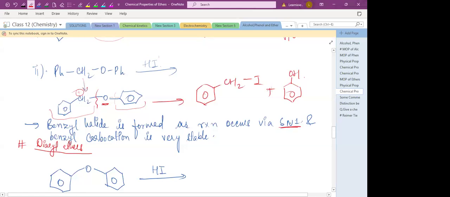The unimolecular nucleophilic substitution reaction occurs in two steps. The first step is the formation of carbocation. The second step is the attack of the nucleophile. So you can see in the first step the bond breaks from here and there is formation of carbocation. In the second step, this iodine will act as a nucleophile. It will come and attack the carbocation and form this halide.